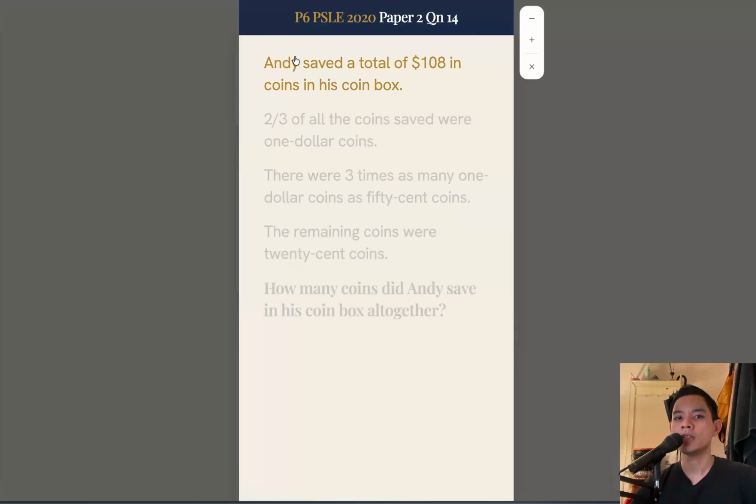Question 14. Andy saved a total of $108 in coins in his coin box. 2/3 of all the coins saved were $1 coins. There were 3 times as many $1 coins as 50-cent coins. The remaining coins were 20-cent coins. How many coins did Andy save in his coin box?